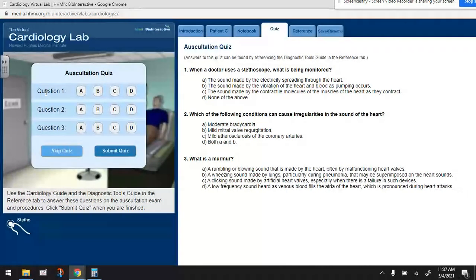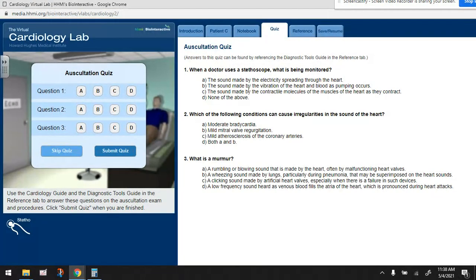All right, now, once you've had a listen, remember in the reference, you were supposed to have a listen to all the different sounds that the heart makes. So see, here's question 1 right here. You would read it. When a doctor uses a stethoscope, what is being monitored? And you would want to read all this stuff. All right, so let's look at A. The sound made by the electricity spreading through the heart. B, the sound made by the vibration of the heart and blood as pumping occurs. C, the sound made by the contractile molecules of the muscles of the heart as they contract. Or D, none of the above.